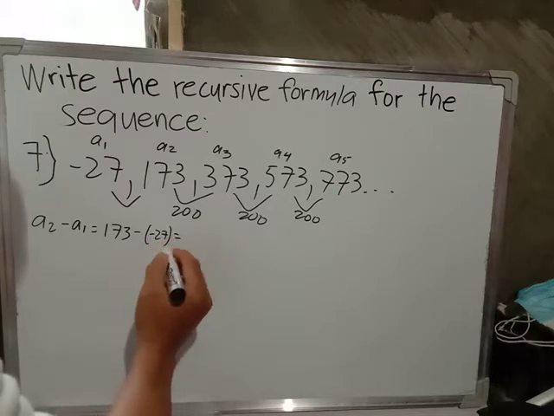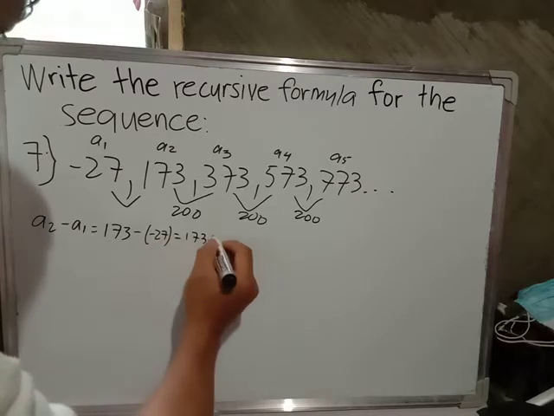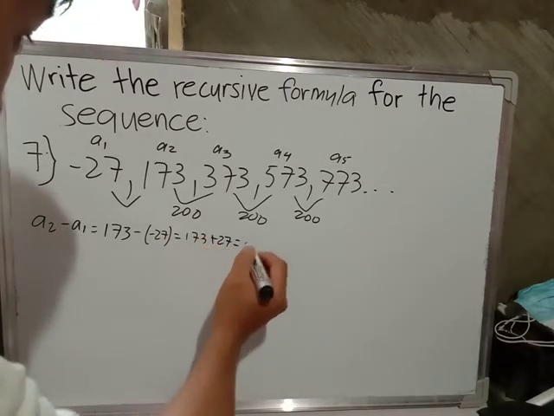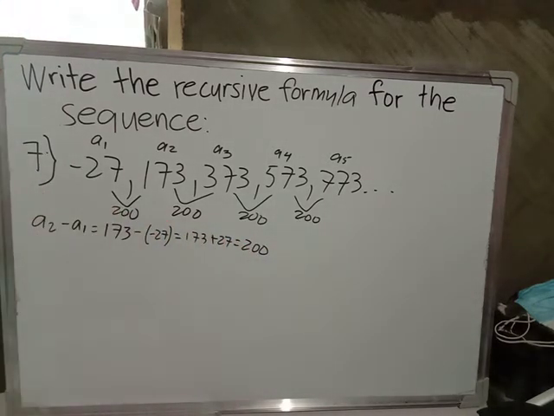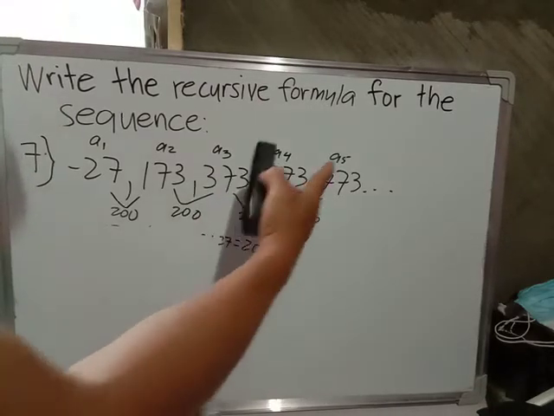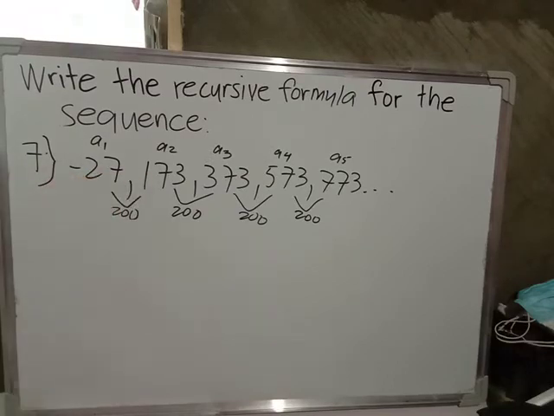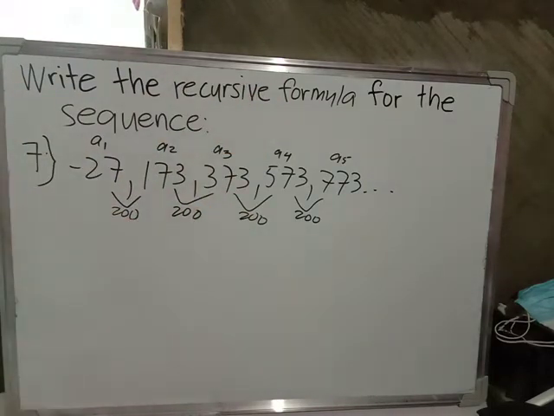So, a1 is equal to 173. Negative times negative magiging plus 27. So, equals 173 times 27 is equal to 200. So, 200 pa rin. Ginawa ko lang yun para di kayo malito kasi parang pag dito ka, nakakalito kasi dyan. Kasi may negative sign yung nauna, then the rest is positive. So, kahit saan ka magsimula, at least mahanap mo yung common difference.